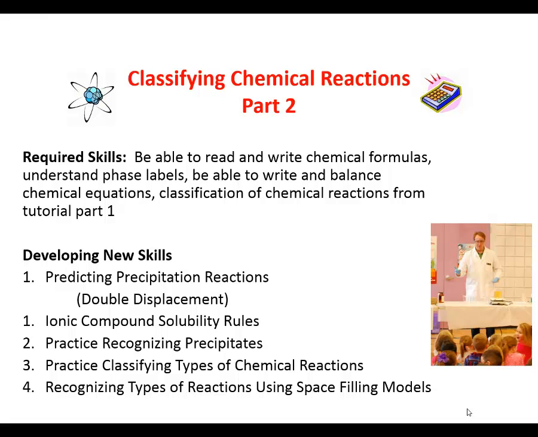We'll review solubility rules, which you should memorize, as well as looking at how to recognize precipitates when we look at a chemical compound or looking at a chemical reaction. Then we'll go back and review a little bit on how to classify some different types of chemical reactions we've been talking about, as well as looking at some space-filling models that are simulating chemical reactions and seeing if we can recognize the type of chemical reaction from the models as well. Hopefully this will all help you on your homework for the chapter.